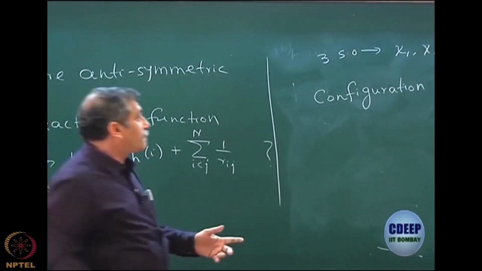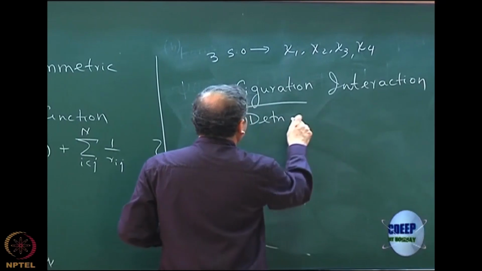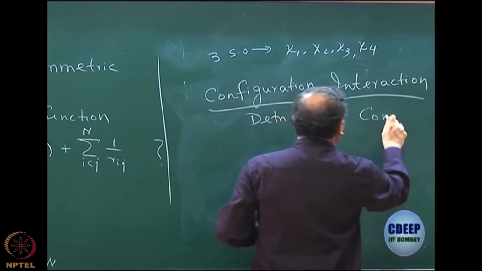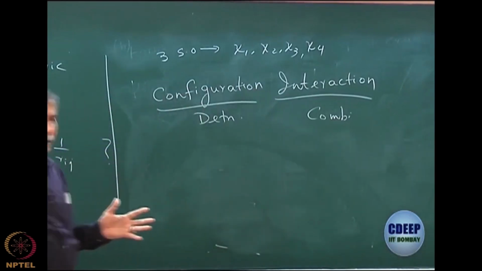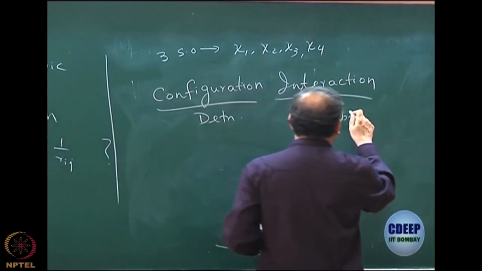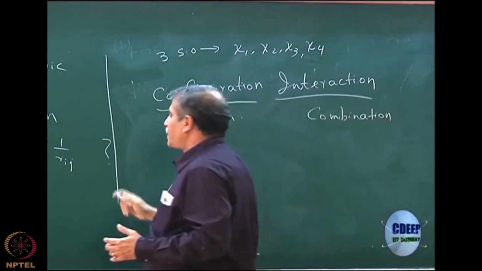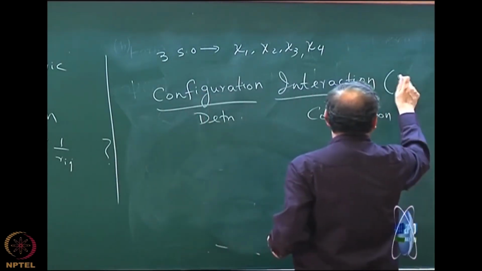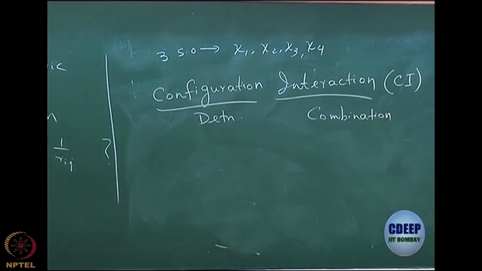So, what is configuration? Configuration is determinant. Interaction is a combination. That is why it is called a linear combination of determinants or linear combination of configurations, and this is called configuration interaction, a very popular quantum chemistry method called CI. Now, depending on how I truncate, of course, nobody can do all. The CI has different flavors, CISD, CISD triples, all that we will do later.